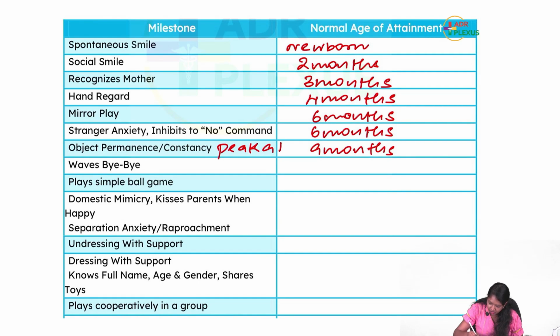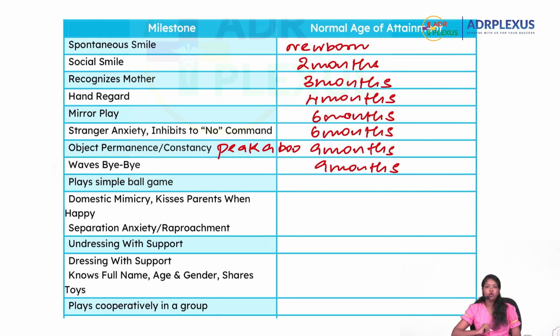So all this comes when? 9 months. Object permanence, constancy, peekaboo, 9 months of age. Waves bye-bye. When will a child say bye-bye? Again 9 months. So know this. Don't go and torture a 4-month-old baby and say bye, Sulu, bye. It will not say bye. Only by 9 months, the baby will say bye. So before 9 months, don't go and ask for bye-bye.